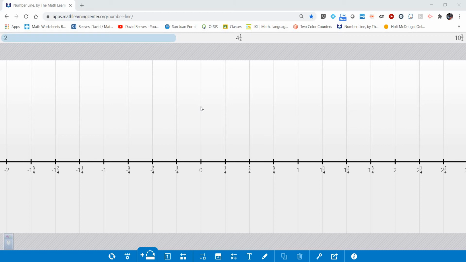Specifically, we're going to be looking at the fraction form of rational numbers on the number line. Just a reminder, right here in the middle of our number line we have 0. Everything to the right of 0 is positive, everything to the left of 0 is negative.